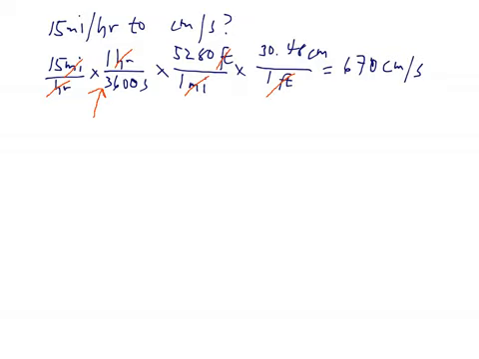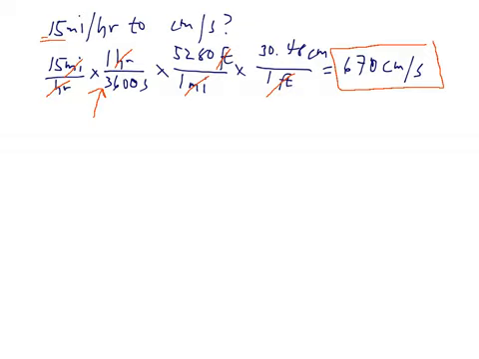Where did this 670 come from? Well, two places. One, I simply multiplied 15 times 5,280 times 30.48 and then divided by 3,600. I then rounded a little bit simply because the number of significant figures in our initial information was only 2. The 1 and the 5 are the only 2 digits of information we have, so I should really only be reporting 2 in my final answer.